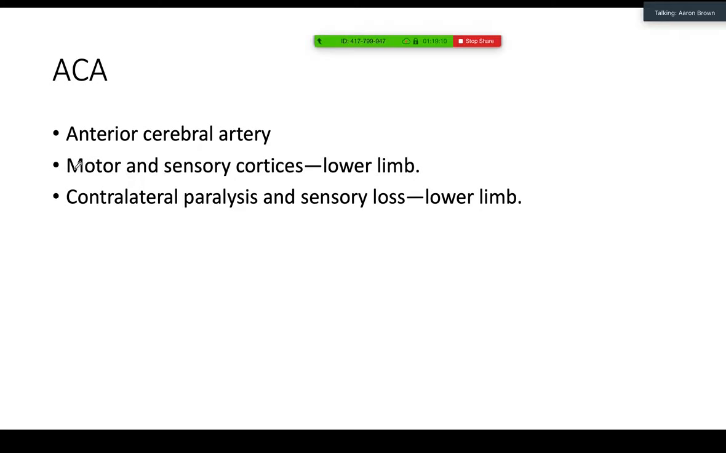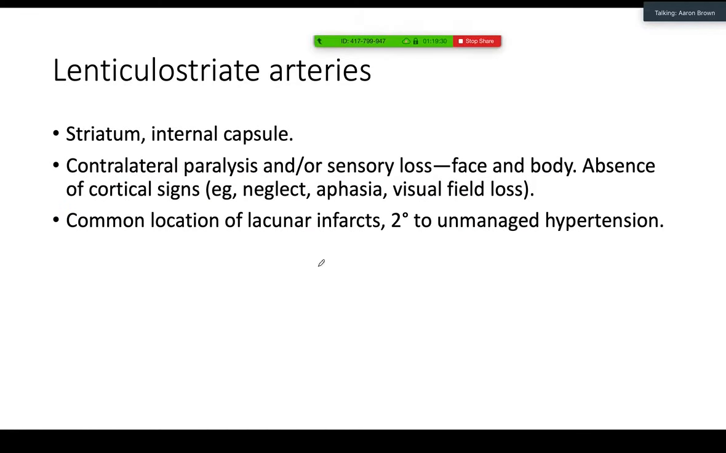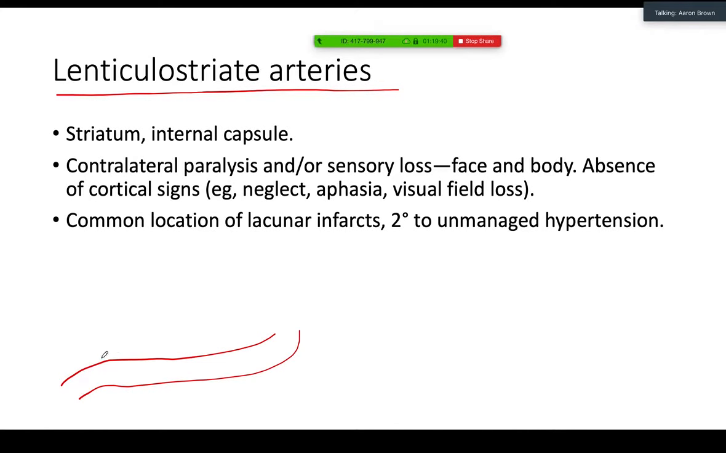Anterior cerebral artery, looking for motor and sensory cortices of our lower limb, contralateral paralysis and sensory loss of the lower limb. And you can also have involvement of the ophthalmic artery, giving you vision loss on one side, which would be the same side as the stroke, of course, because that's the eyeball that gets the blood supply. All right, our lenticulostriate arteries. These keep coming back again and again, right? So here's our middle cerebral artery. Here's our lenticulostriate arteries, these tiny little arteries that go up into the striatum and internal capsule.